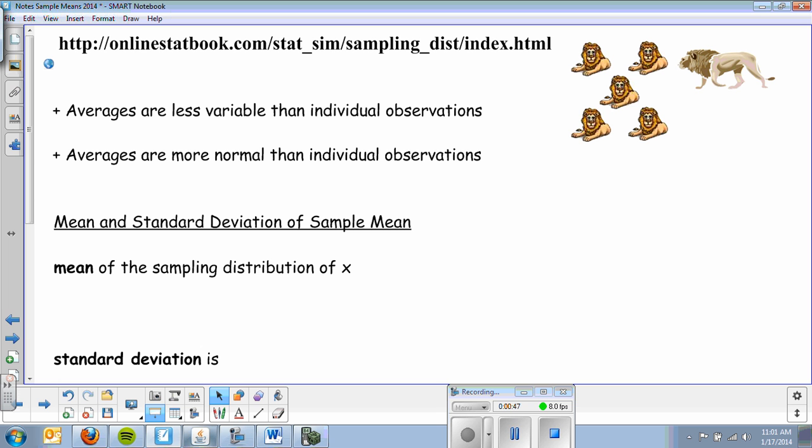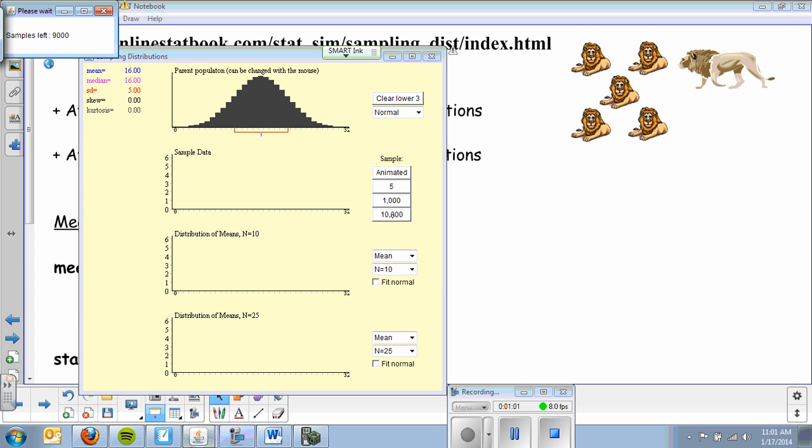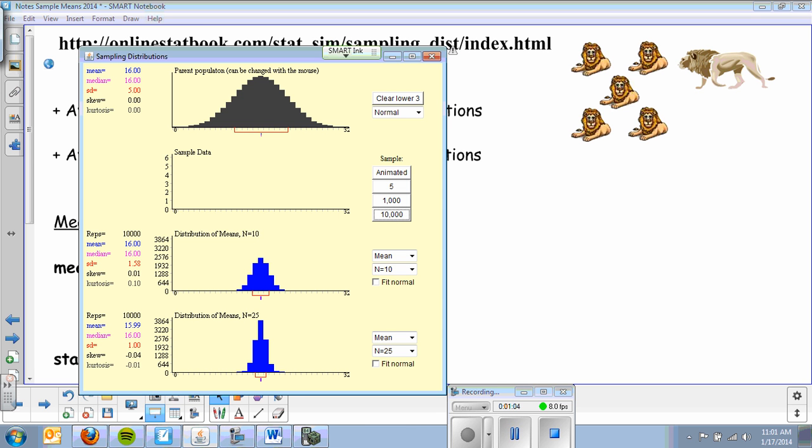So averages are less variable than individual observations, and averages are more normal than individual observations. If I go back to this and let's say I change n to 10, so I take a bunch of samples of size 10, you can see that on this bottom one here is 25. So you can see that there is less variation in samples of size 10 because I can't get an average out here. It's very unlikely if this correlates down here. I'm going to get mostly an average out of 10 numbers that's more centered around the middle. That's why the spread of this is not as much, and even more so with an n of 25.